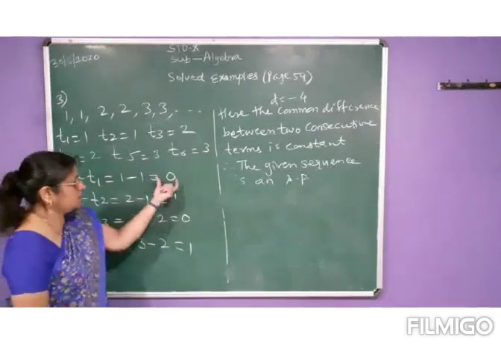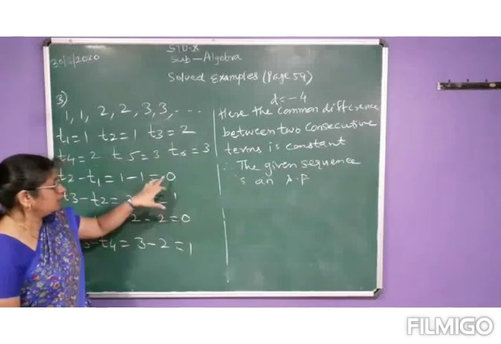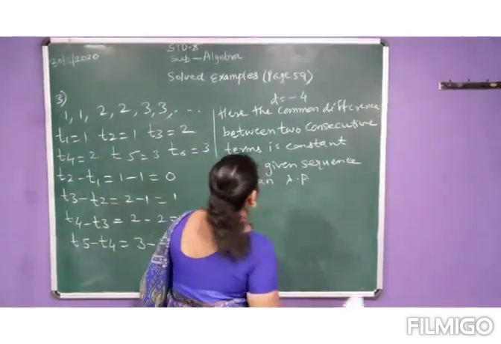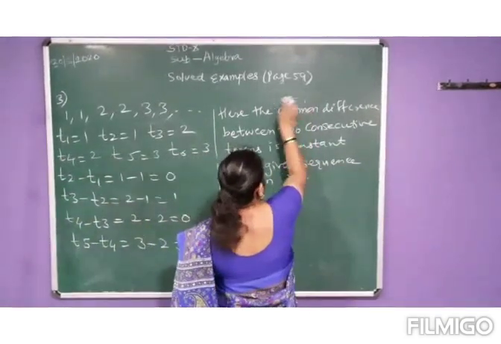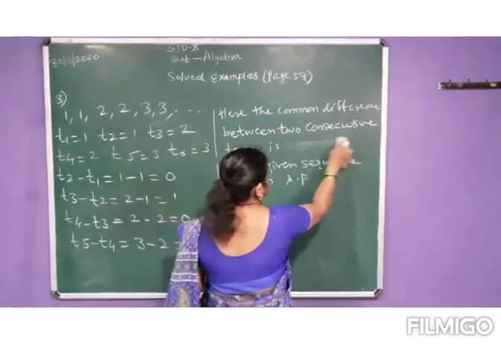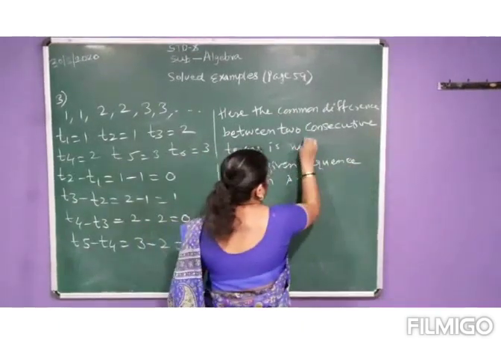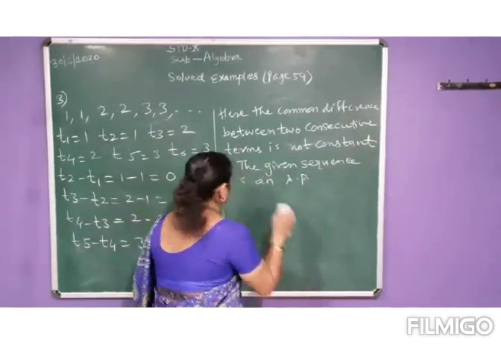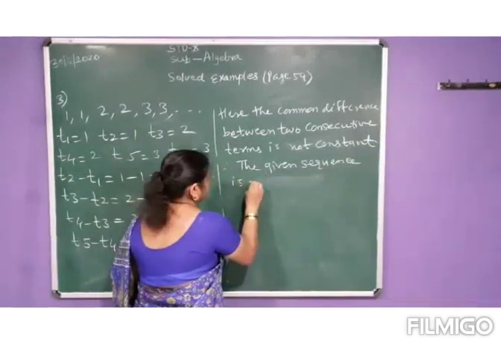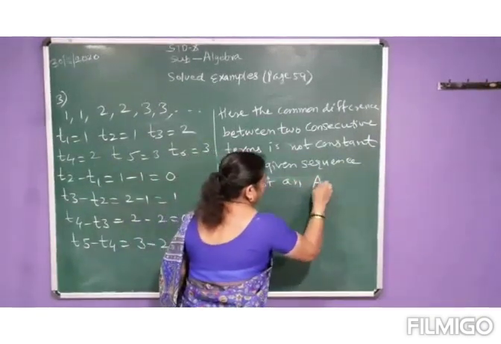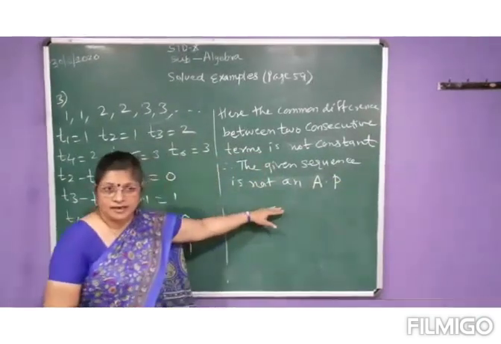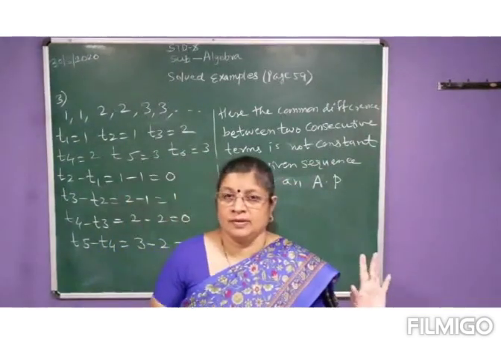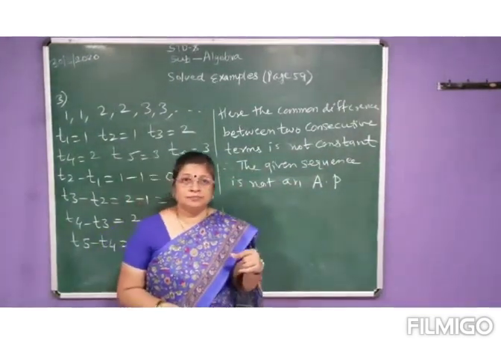Now here what we have observed is the value of D is 0, 1, 0, 1. So which is not constant. So what here we will write? Here the common difference between the two consecutive terms is not constant. Therefore the given sequence is not an AP. As the sequence is not an AP, the question doesn't arise to find out the next two terms. Okay?